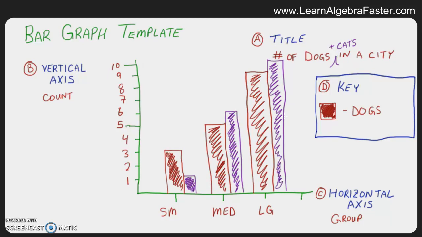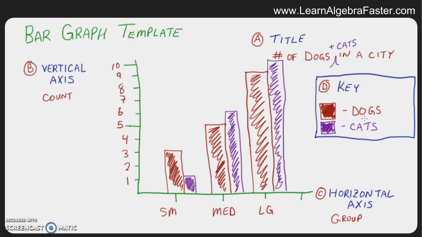Now, this shows the similar trend that the smaller the city is, the fewer animals there are. And the last step is to fill in the key, which would show that the purple color represents cats. Cool. So now we've actually changed a single bar graph into a double bar graph by not really changing anything, but by just adding more data.